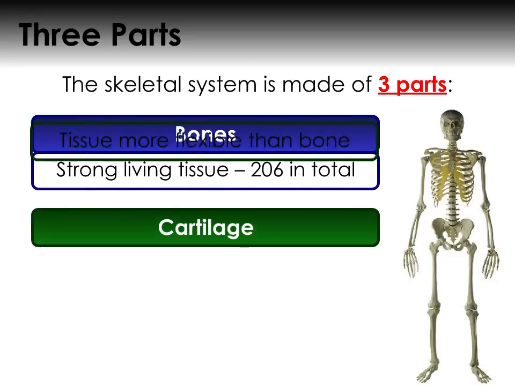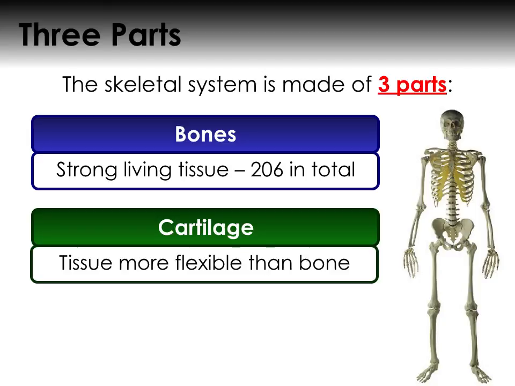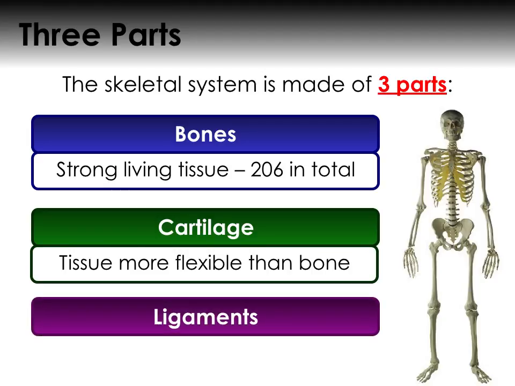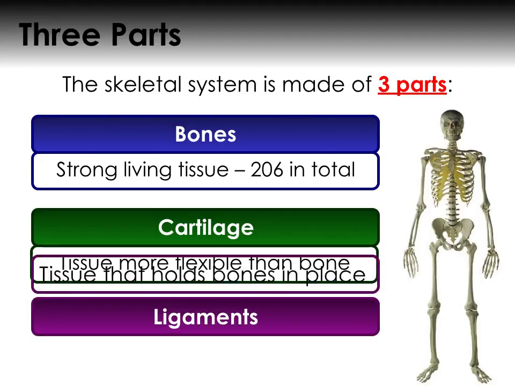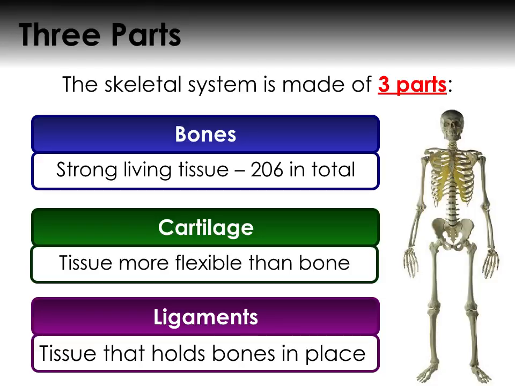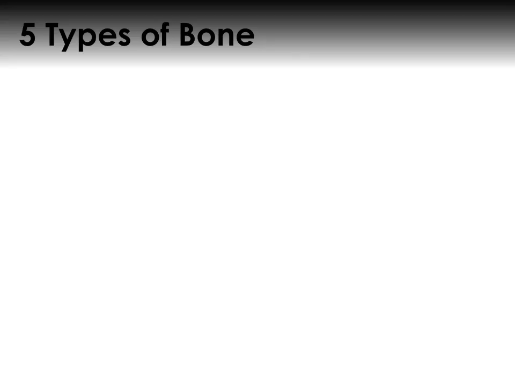The cartilage is the tissue that's more flexible than bone. It contains fibers of collagen and elastin. And finally, the third part is the ligaments. The ligaments are what attaches bone to bone and helps to hold the bone in place.